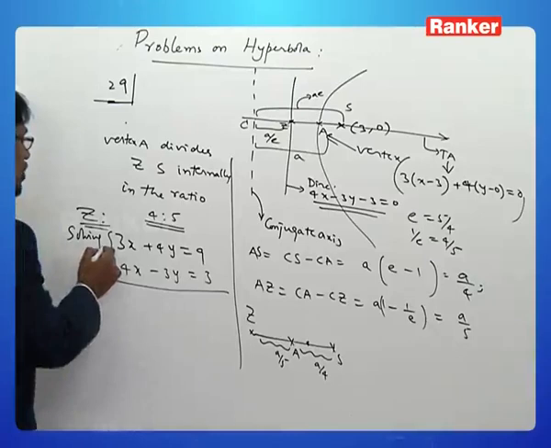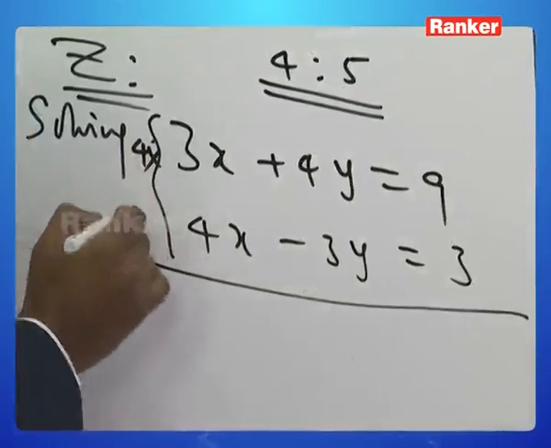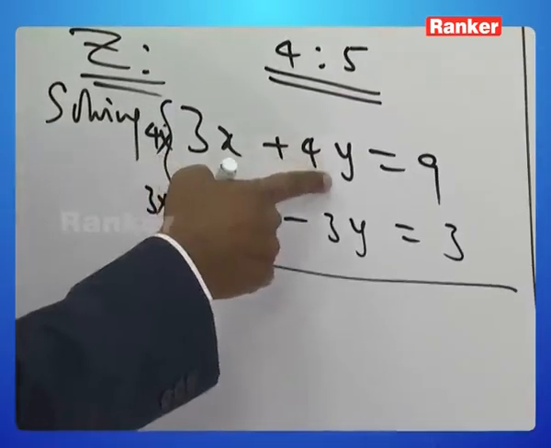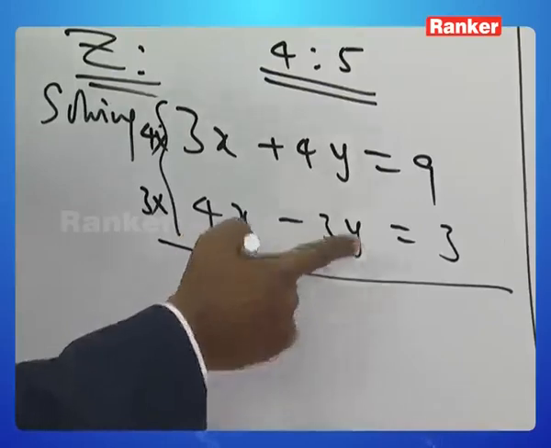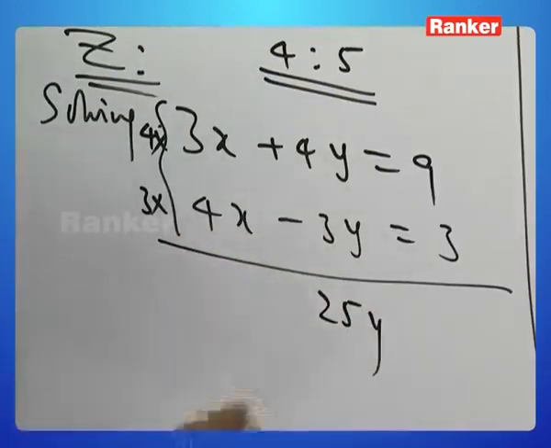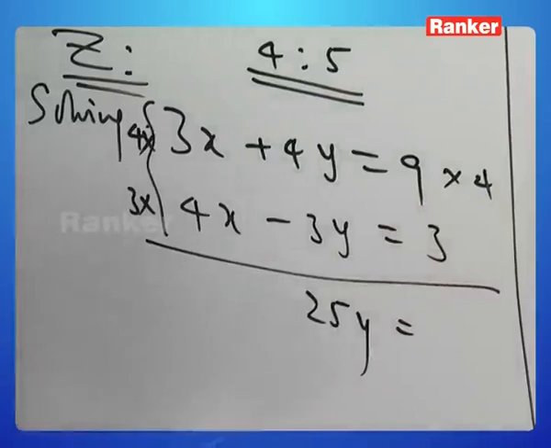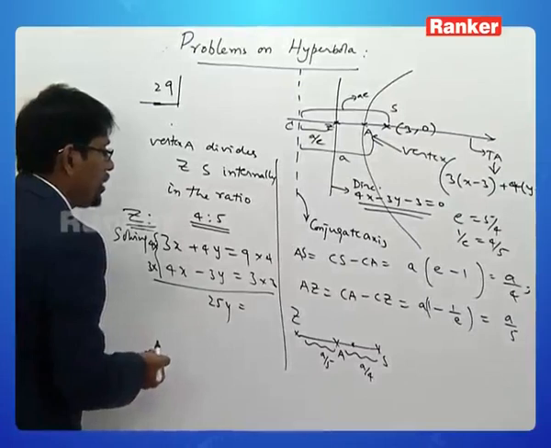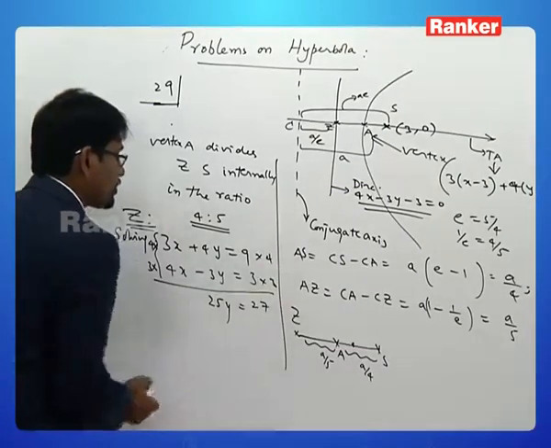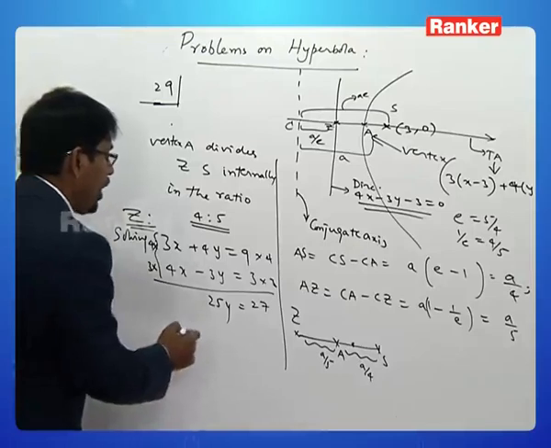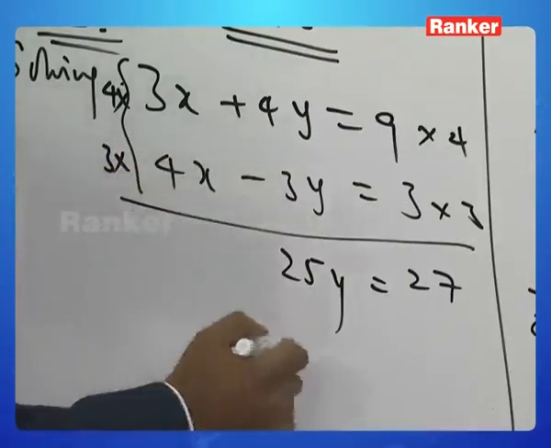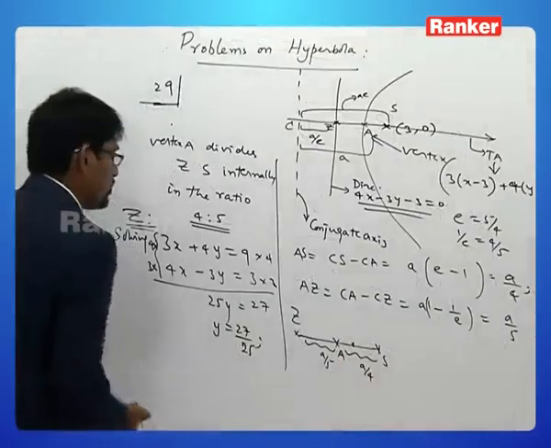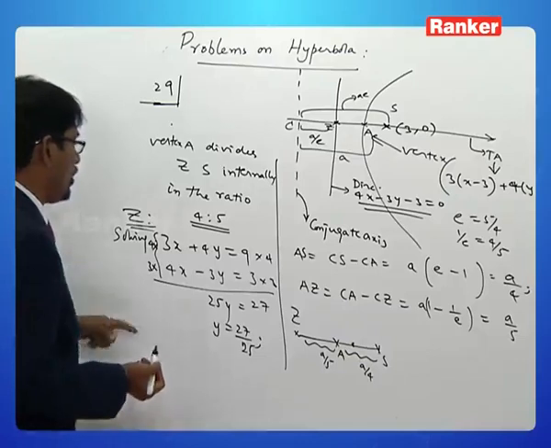We'll have to multiply the first equation with 4, the second equation with 3, and subtract from the other. So 12x cancels and 16y minus of minus 9. So 25y is equal to 4 into 9, 36, 3 into 3, 9, 36 minus 9. So what do we have? 27 there. So y is equal to 27 by 25. What about the x coordinate?